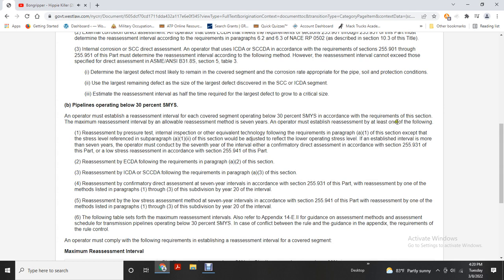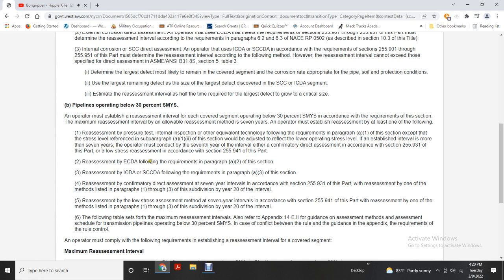The operator must establish reassessment by at least one of the following. Reassessment by pressure test, internal inspection, or equivalent technology, following the requirements of paragraph A1 of this section, at the stress level of reference and subparagraph A1-2, adjusted to reflect the lower operating stress level. If the established interval is more than 70 years, the operator must conduct reassessment within a 70-year interval. Confirmatory direct assessment in accordance with Section 931 of this part, or low stress reassessment in accordance with 255.941 of this part.